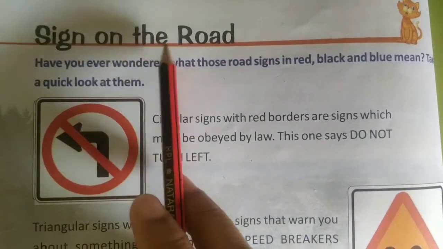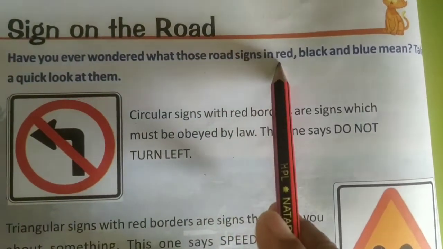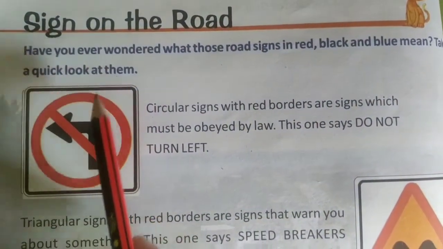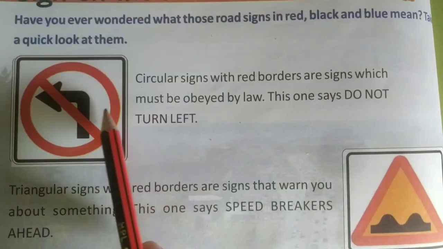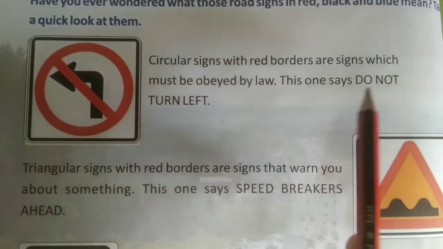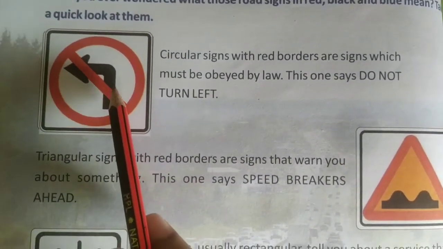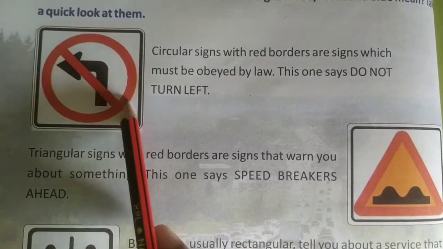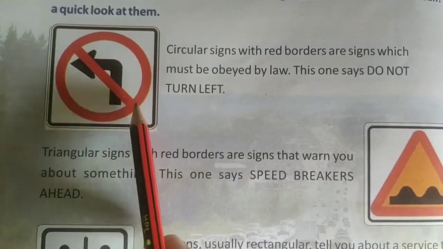Signs on the road. Have you ever wondered what those road signs in red, black and blue mean? Take a quick look at them. Okay, look here. Now, circular signs with red borders. Red border signs must be obeyed by law. This one says do not turn left. So this symbol is what? Do not turn left. A cross you can see, right? So that is prohibited. Do not. And the red signifies that we have to obey the law.